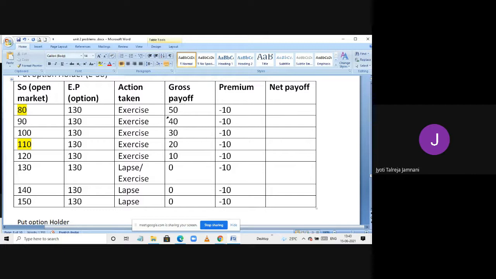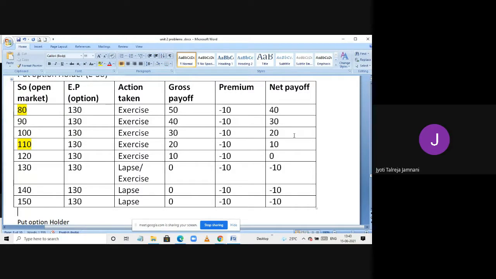You can find the net payoff. 50 minus 10, you get 40. 40 minus 10, 30. How am I finding the net payoff? Gross payoff minus premium, because the premium is paid, there is minus 10 here. 30 minus 10 is 20. 20 minus 10 is 10. 10 minus 10, 0. 0 minus 10 is minus 10. The same continues. So this is how the payoff table has come up.